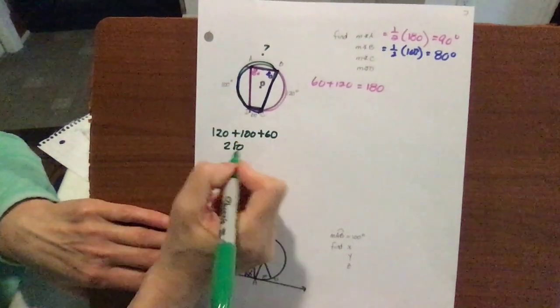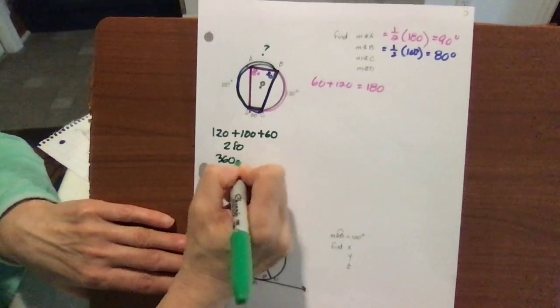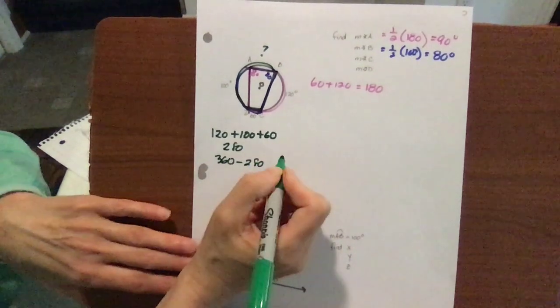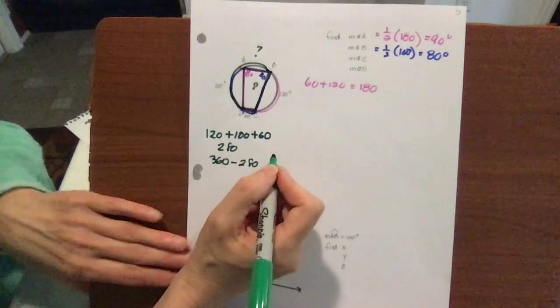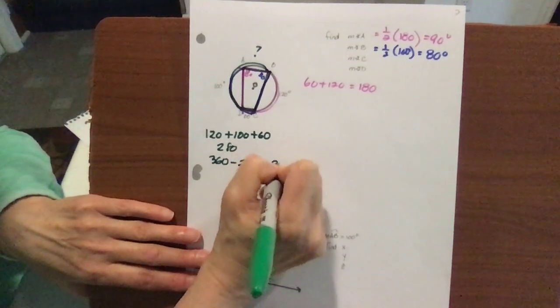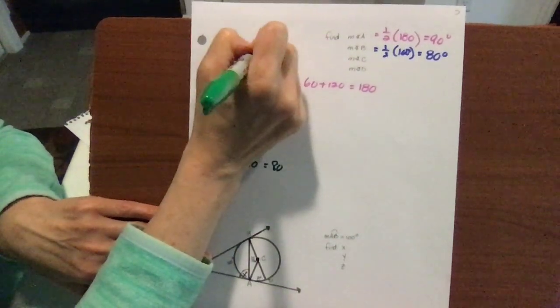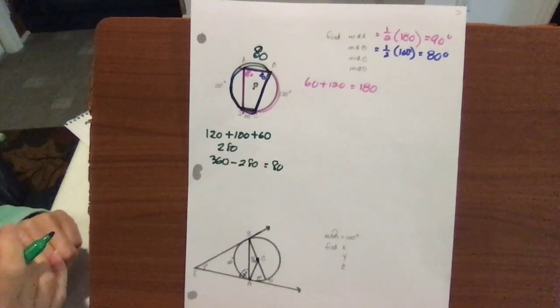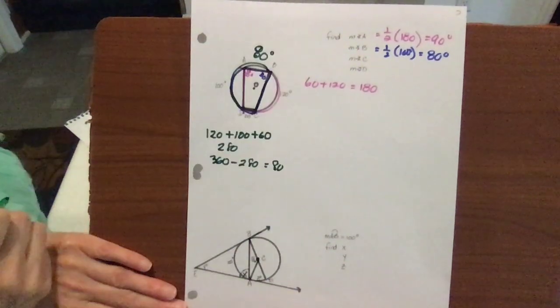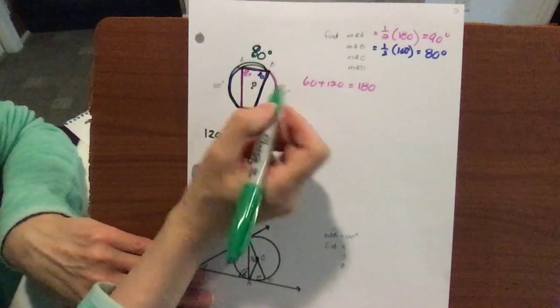And so what we're going to do is take 360 and subtract 280 degrees. When we do that, we get 80 degrees. So we know that this minor arc AB is 80 degrees. All right, so now we can work on angle C.